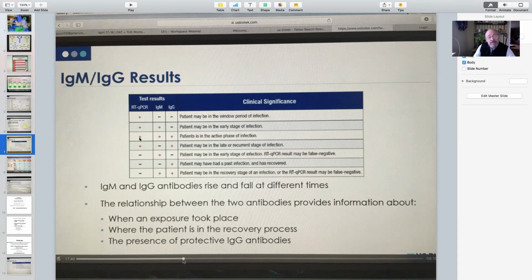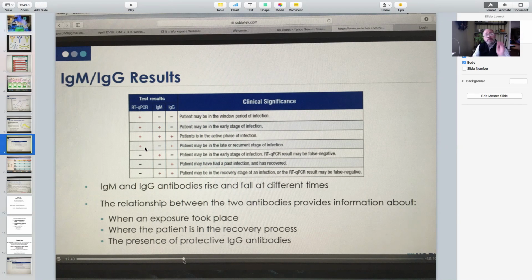Person is positive on the PCR, positive for IgM, and positive for IgG. All right, well, it's going to say that the patient's a little bit past the initial phase, and it's maybe more in the active phase of the infection. Okay, because they still have an early onset, but they're now starting to kick into the IgGs, so somewhere probably around day 14.